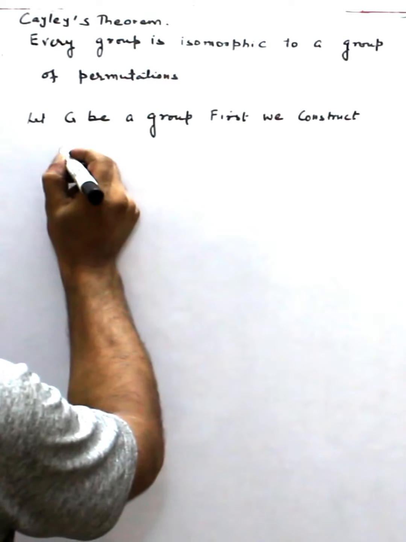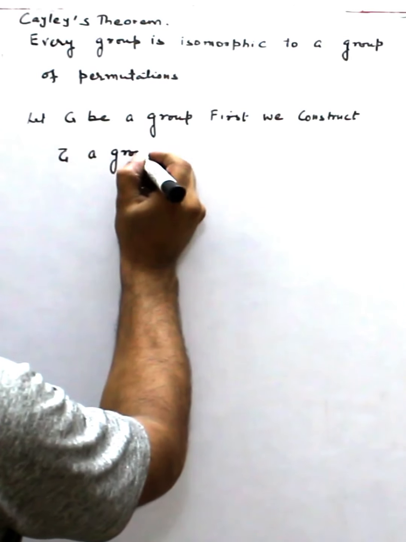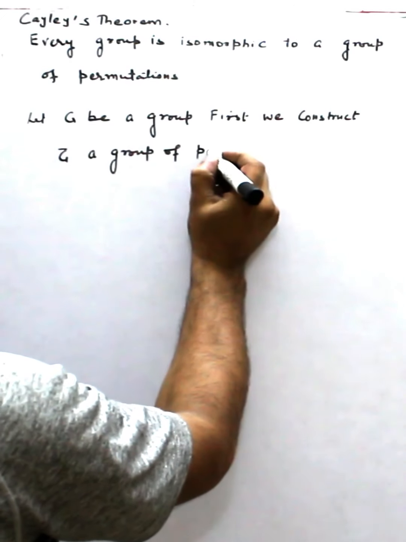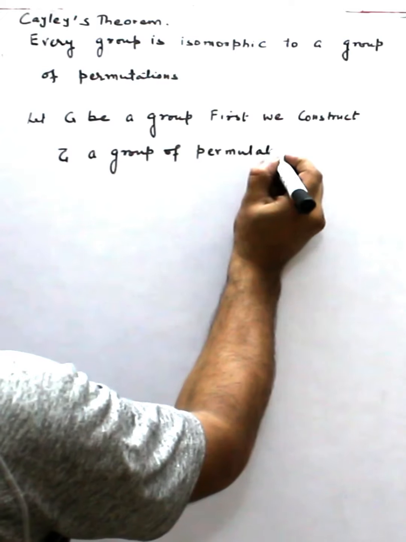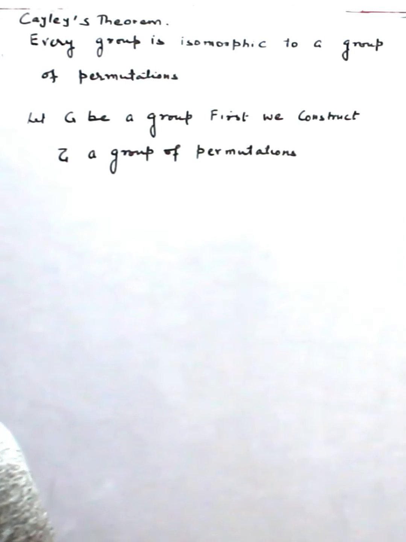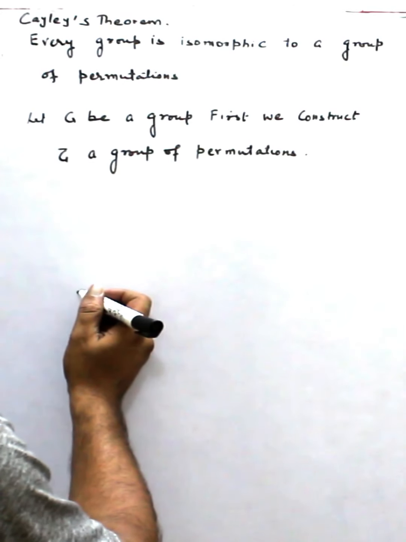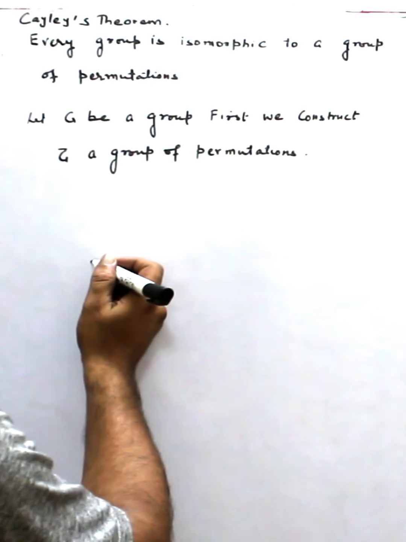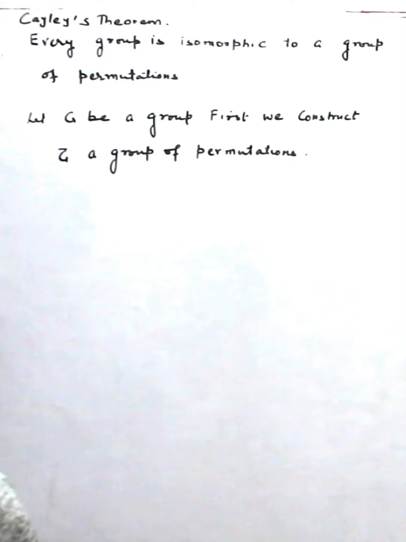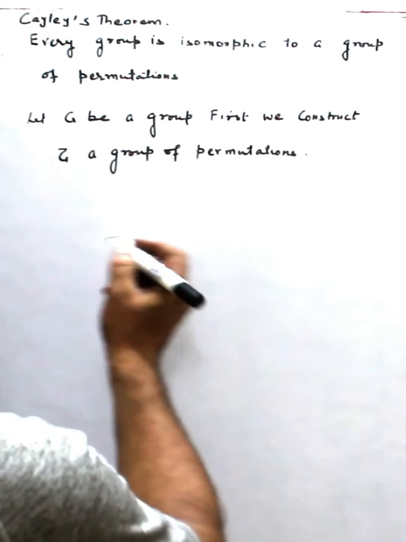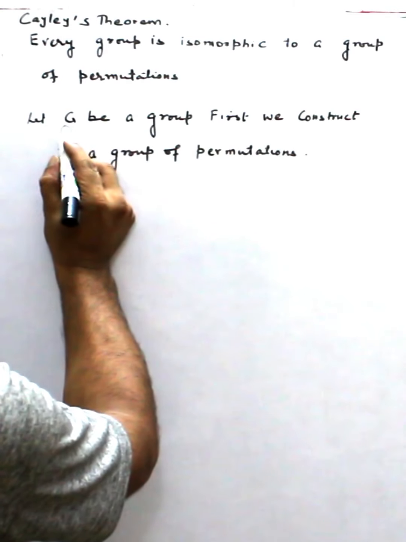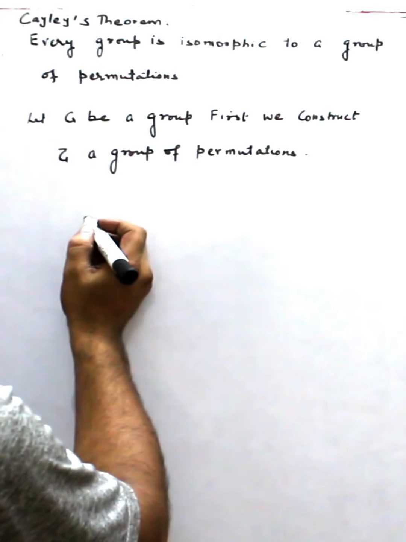G bar, a group of permutations defined on the elements of G. That means on the elements of this G we define a permutation, a function.